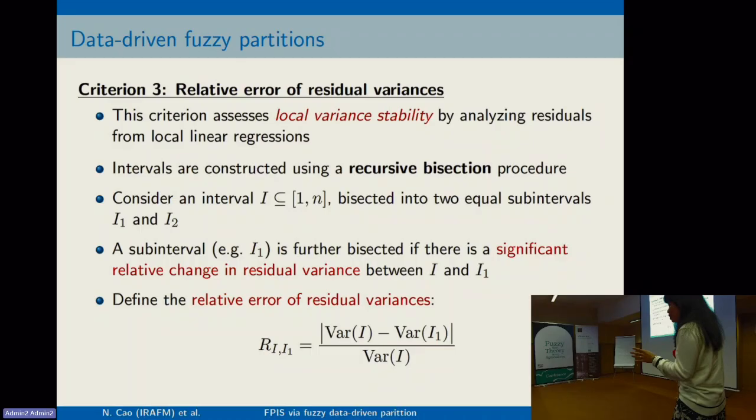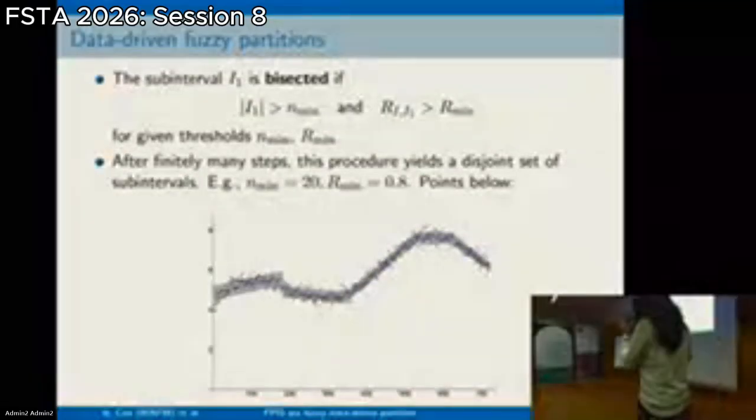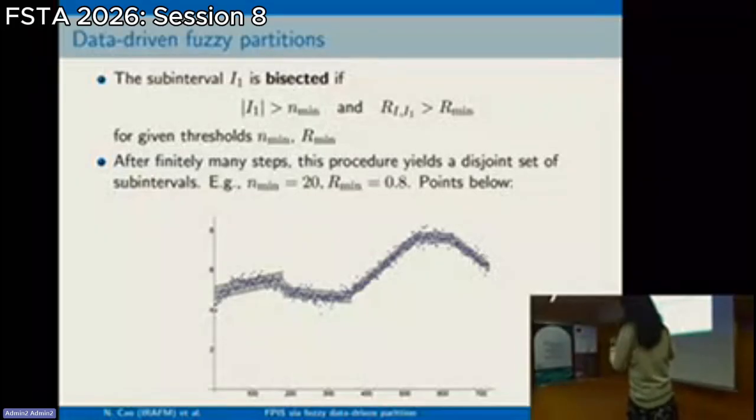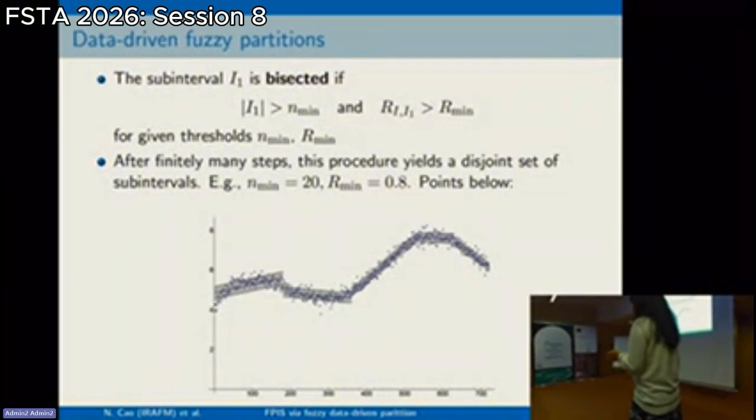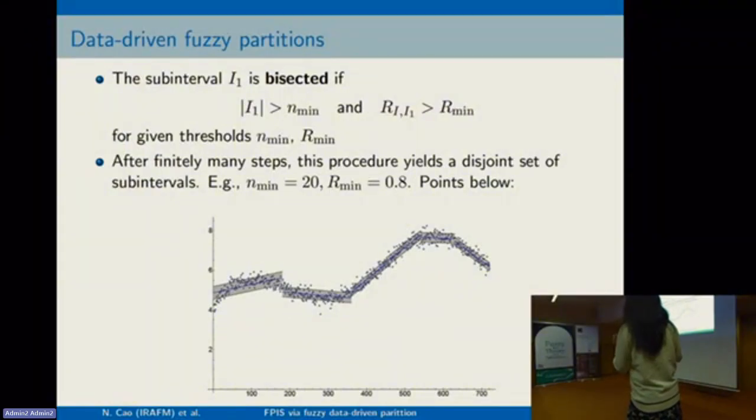So if the relative error of the residual variance is rather big, meaning it's greater than some threshold we determine, and also we need a certain cardinality of the interval. If it's too small, we don't need to split. So, just for intuition, for example, we take the minimum cardinality for an interval to be split as 20, and the error is 0.8 for the residual variance.